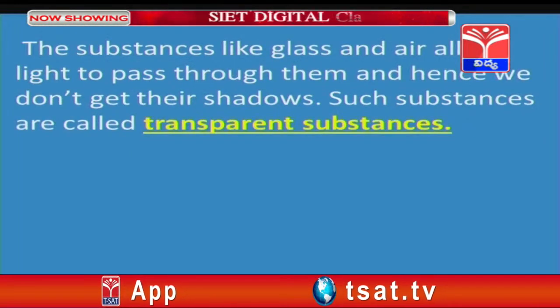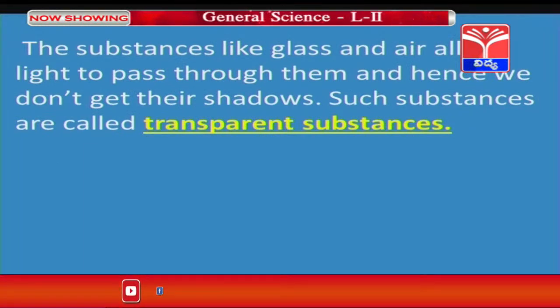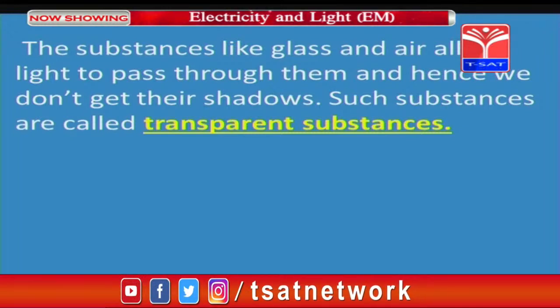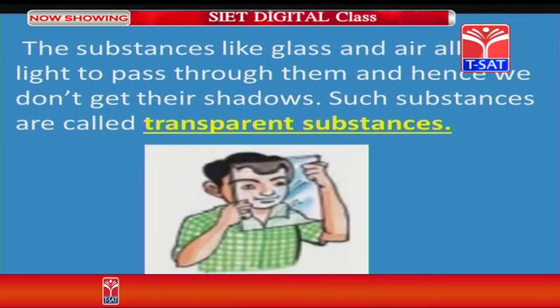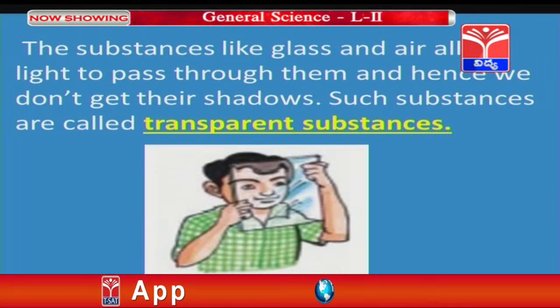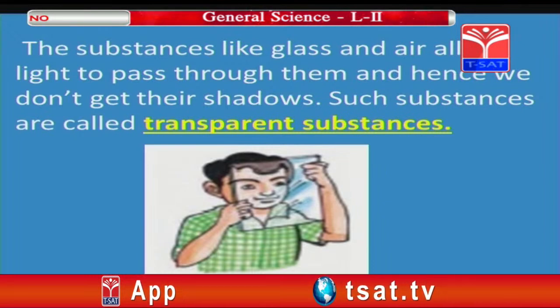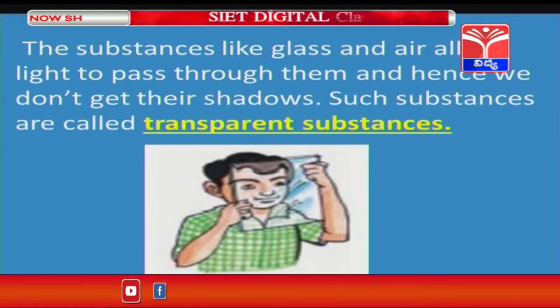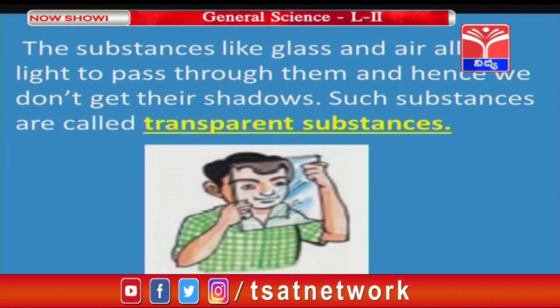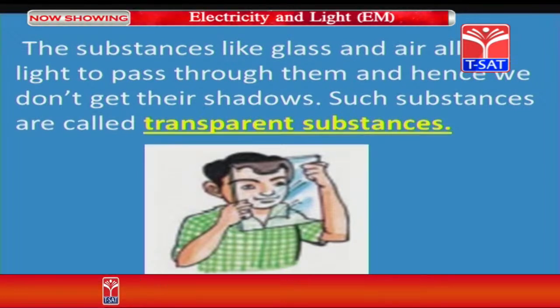The substances like glass, air allow the light to pass through them, hence they do not form shadows. Such substances are called transparent substances. Now you see, here there is a glass in the hand of the child. Now we can see his face also, because it is transparent. Now if we take any plastic wrapper, we can see those things. These are transparent substances.